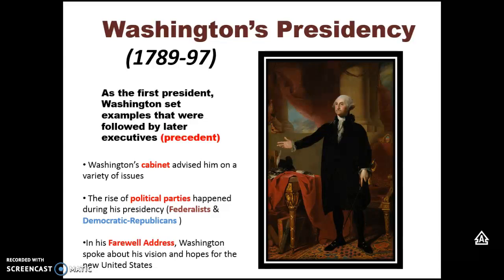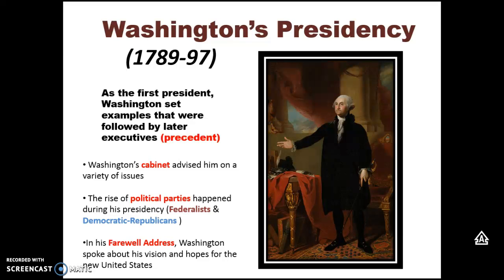Washington's cabinet advised him on a variety of issues. So he is going to create a cabinet. Right now, our current cabinet includes 15 members. A president can add cabinets. George W. Bush added the Department of Homeland Security after the September 11th attacks to basically monitor terrorism towards the United States.